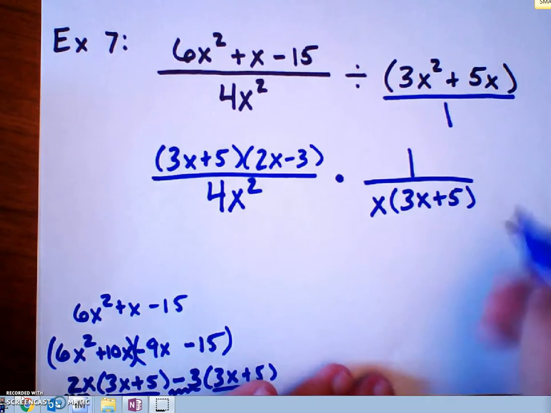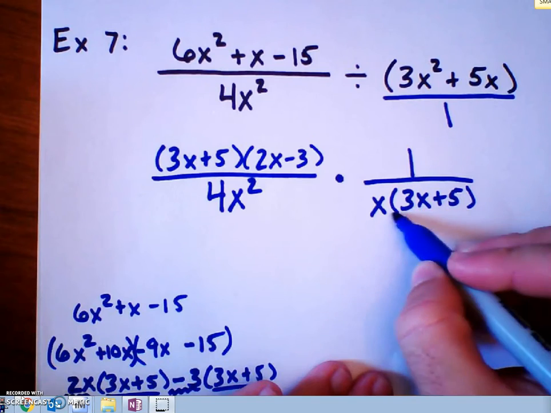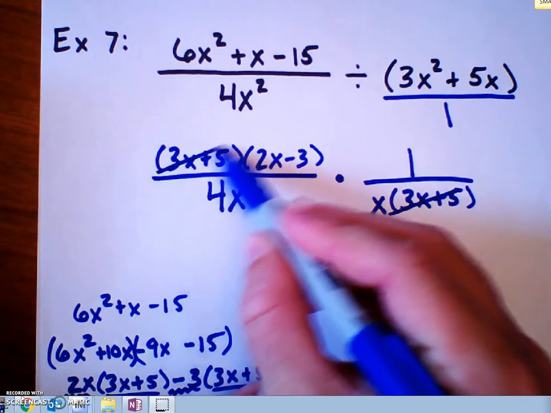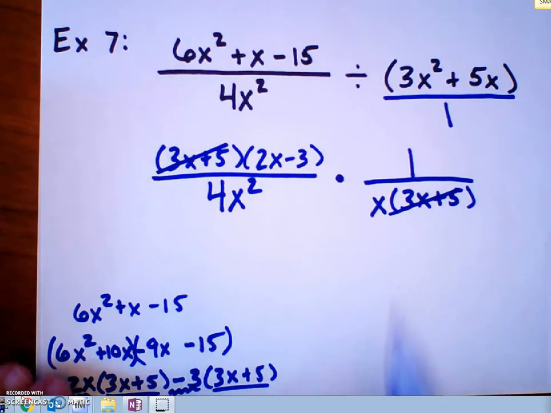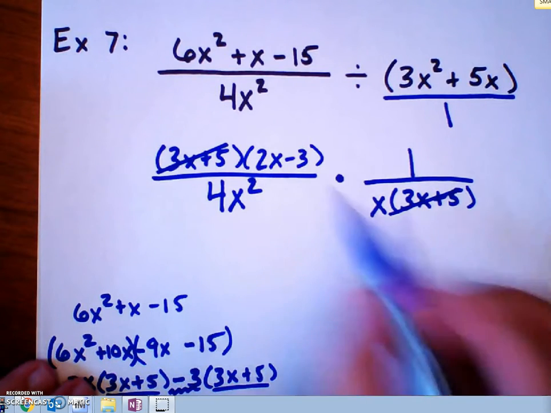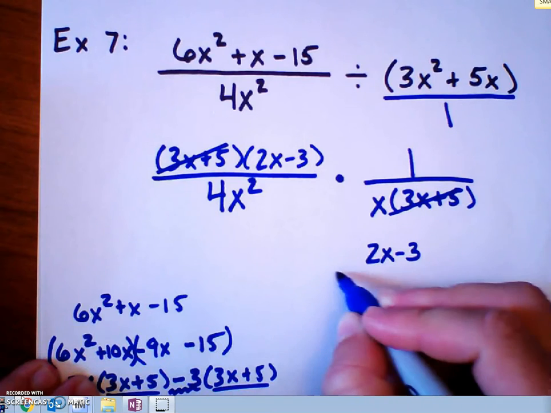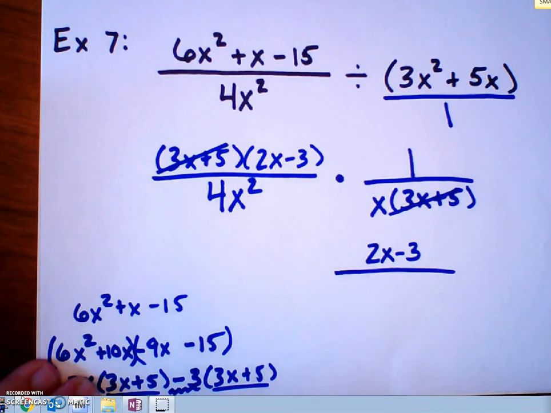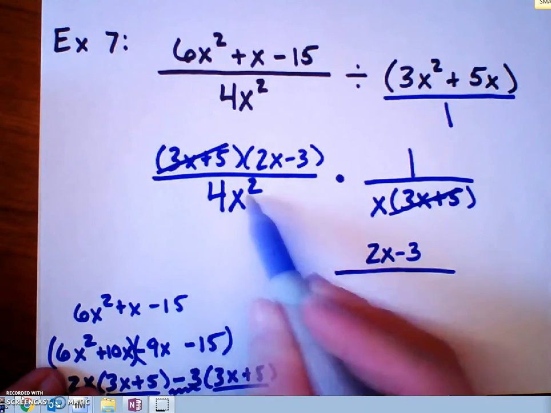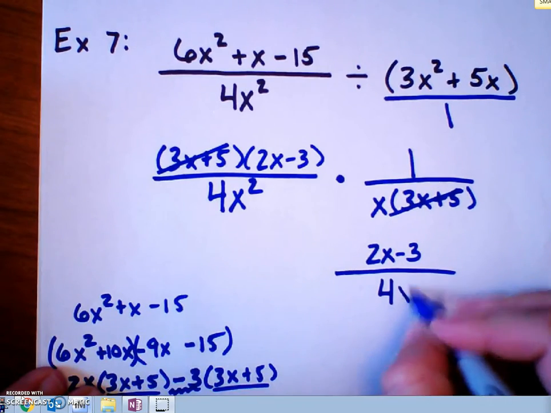And my answer now is going to come down to what cancels. The 3x plus 5 cancels. And that looks to be it. These x's don't. They're on the same level. So what's left over is the 2x minus 3 on top. The 1 is also there, but you don't need it anymore. On the bottom, you got 4x squared times x, which is 4x to the third.